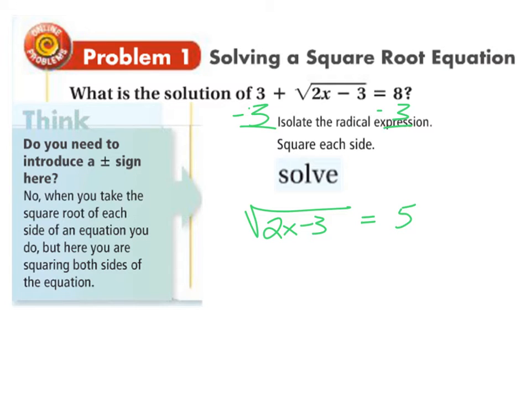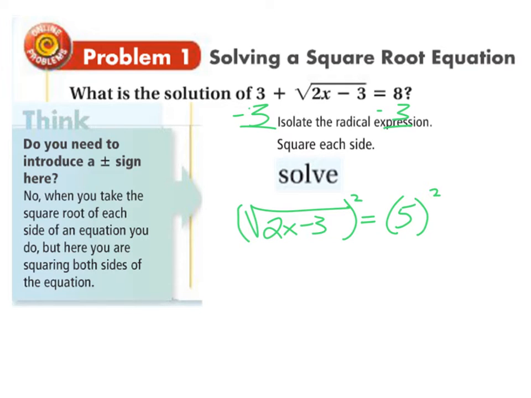So from here, we have that square root isolated, so we can go ahead and square both sides of the equation. Before I do that, I just want to mention, notice how it's a square root equals a positive number. When we square both sides, the square root of 2x minus 3 can't be negative, and 5 is positive. So we're squaring two positive things. In this case, we can't be introducing extraneous solutions by doing this, because we're squaring two positive things.